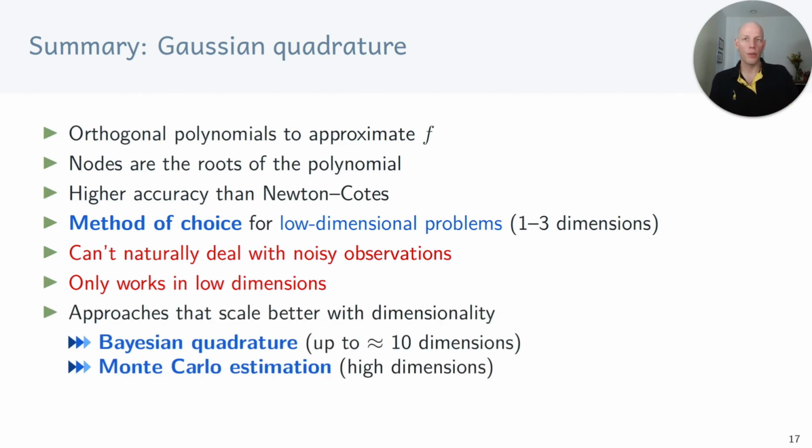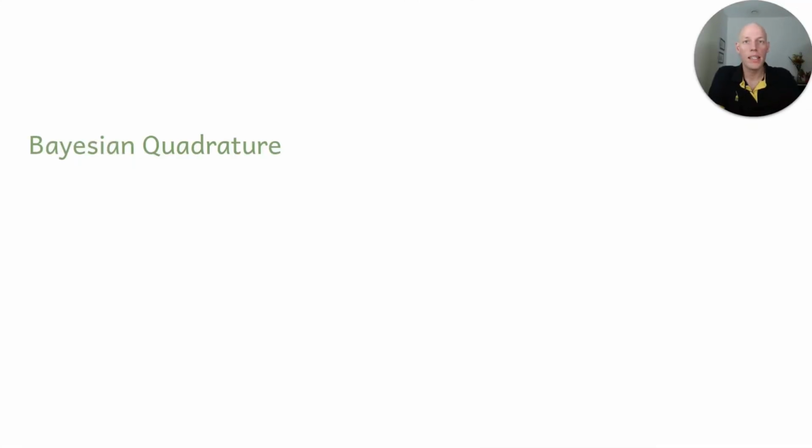There are some approaches that scale a bit better with dimensionality. Bayesian quadrature, which allows us to approximate integrals in up to about 10 dimensions, and beyond that we can use Monte Carlo integration. Let's have a look at Bayesian quadrature.